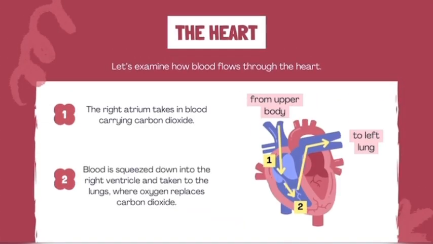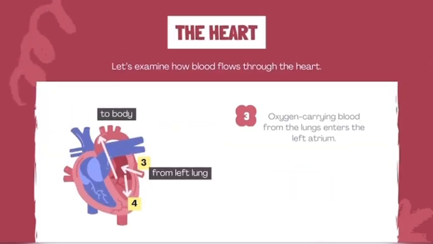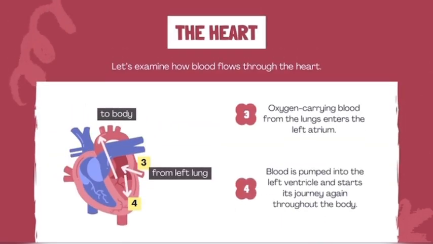The right atrium takes in blood carrying carbon dioxide. Blood is squeezed down into the right ventricle and taken to the lungs, where oxygen replaces carbon dioxide. Oxygen carrying blood from the lungs enters the left atrium. Blood is pumped into the left ventricle and starts its journey again throughout the body.